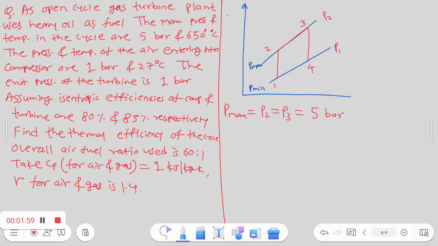And the maximum temperature is how much? T3, which is 650 degrees centigrade. In Kelvin, how much is it? 650 plus 273, how much? 923 Kelvin. Right? Okay.